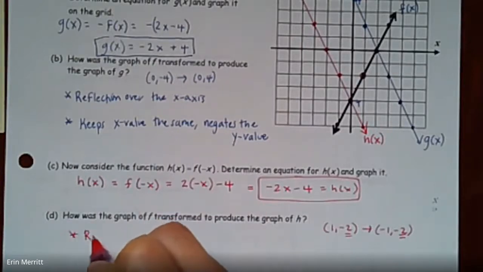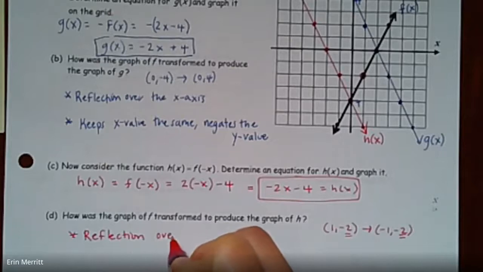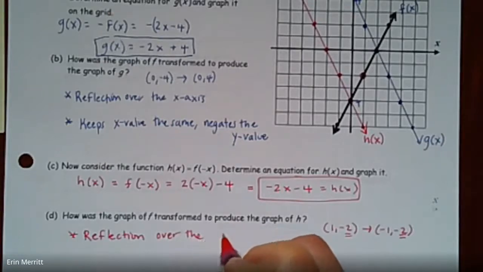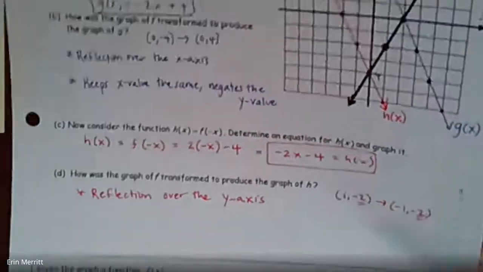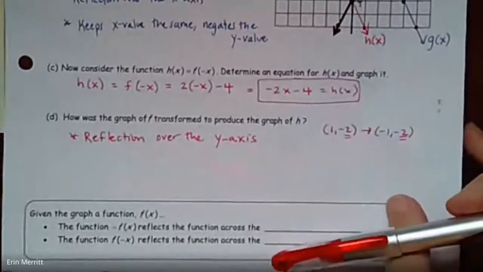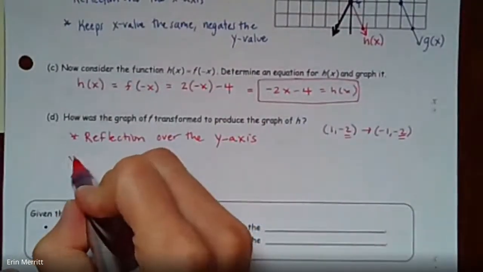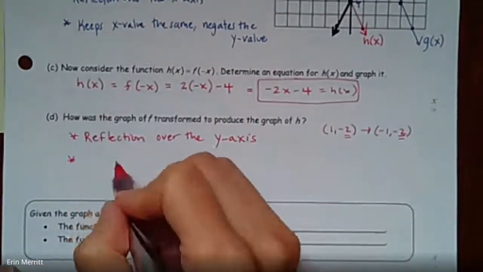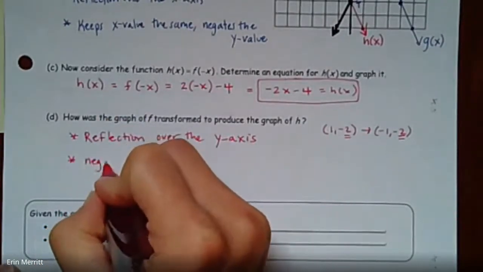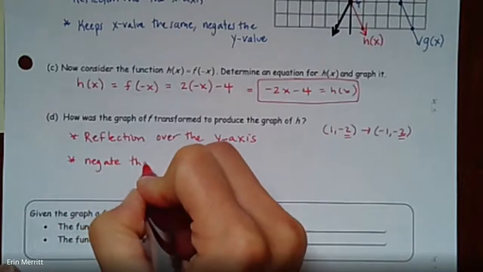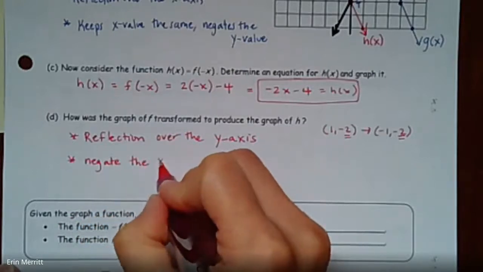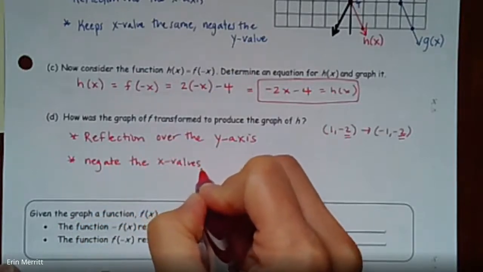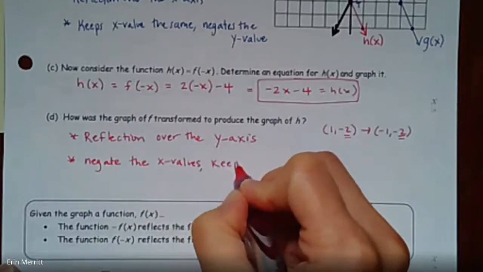So it is a reflection over the y-axis. Oops, I'm so sorry, right off the page there. And then what that means is that you negate the x values and you keep the y values the same.